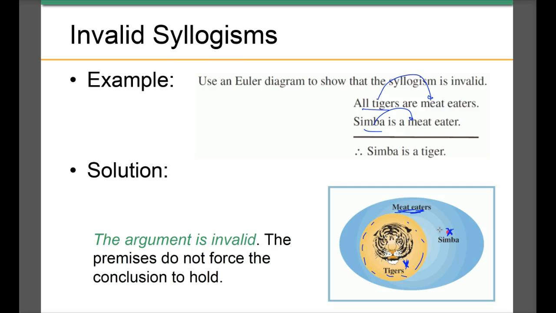We know people. There are some people who eat meat, and so they're meat eaters, but they're not necessarily tigers. So we see that Simba could be a tiger, or Simba could not be a tiger but still eat meat. So this conclusion here, which is Simba is a tiger, we know is going to be an invalid argument because Simba can be in more than one place. And again, remember, if an argument is valid, then when we do these Euler diagrams, the conclusion can only be in one space or one set.